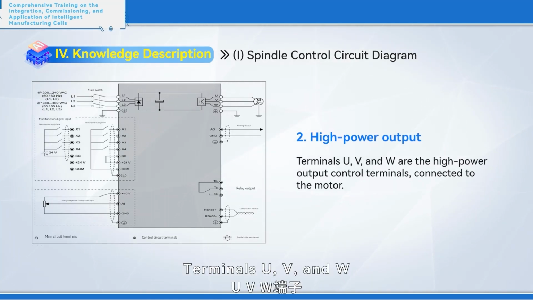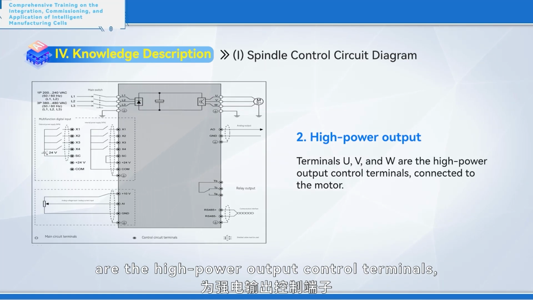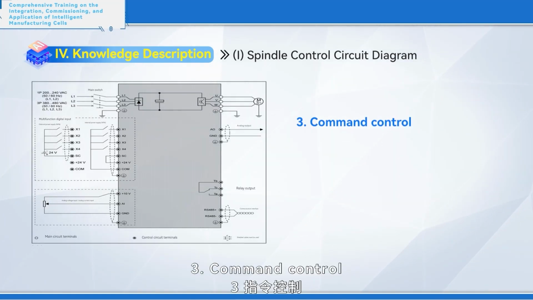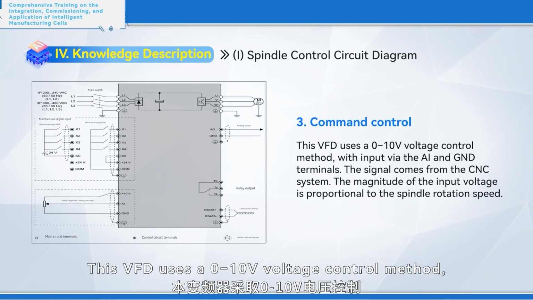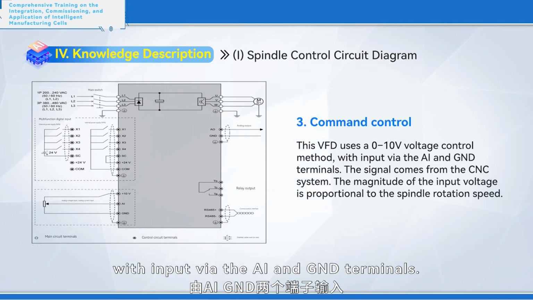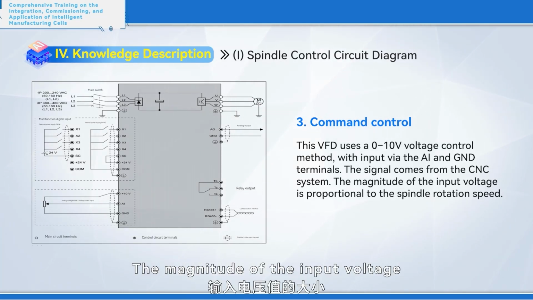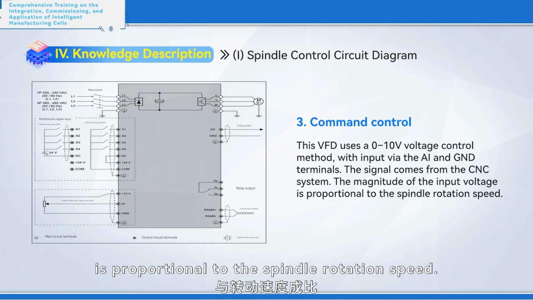2. High-power output. Terminals U, V, and W are the high-power output control terminals connected to the motor. 3. Command control. This VFD uses a 0 to 10 volts voltage control method, with input via the AI and GND terminals. The signal comes from the CNC system. The magnitude of the input voltage is proportional to the spindle rotation speed.